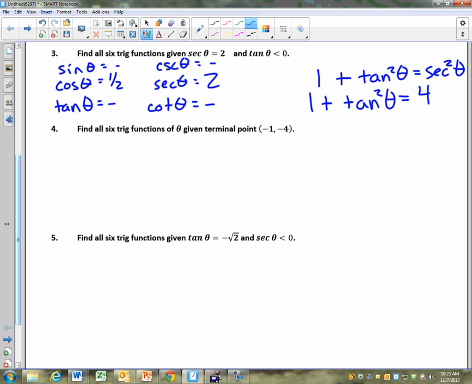So you've got tangent squared is equal to 3. So what's tangent equal to? Square root of 3, positive or negative. We've already decided that. We got negative root of 3. So what is cotangent? Negative 1 over the square root of 3.